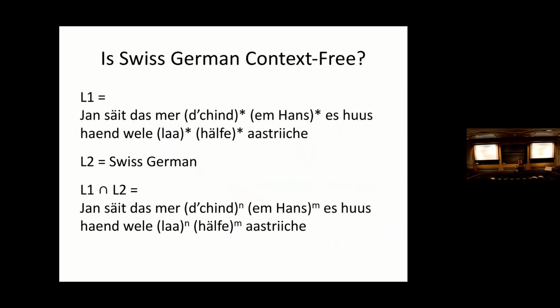So let's look at the proof here. So we have this string: Jan sagt, dass mir d'Kind im Hans es Hus händ wele laa hälfe aastriche. Where we've got Kleene stars here and here and here and here. Well, we take the union of this and Swiss German, and you get something like this, where you effectively have a to the n, b to the m, c to the n, d to the m.